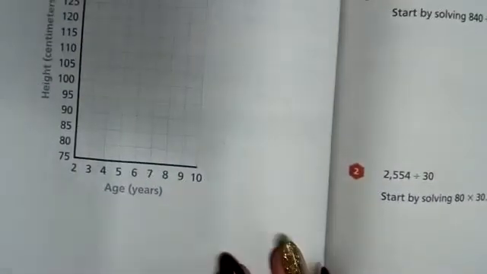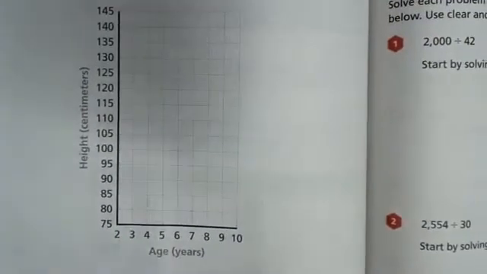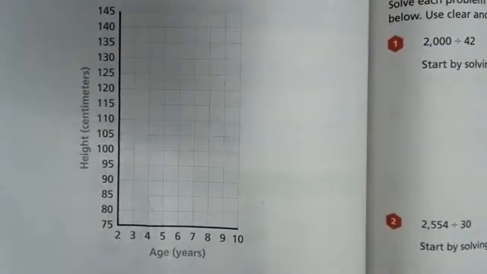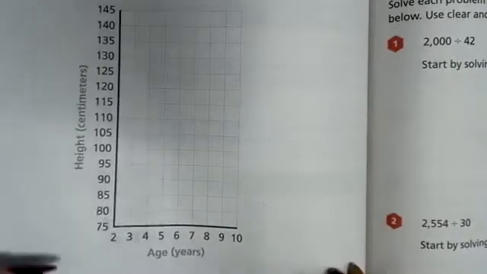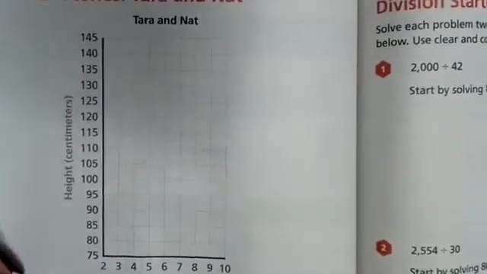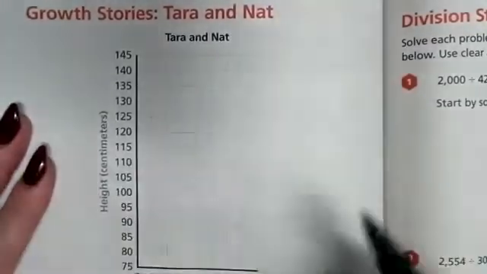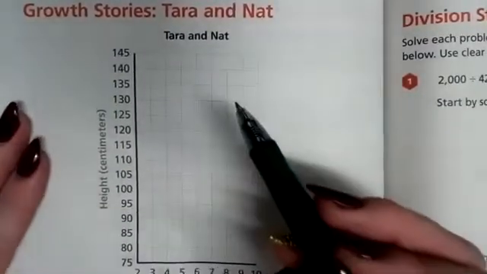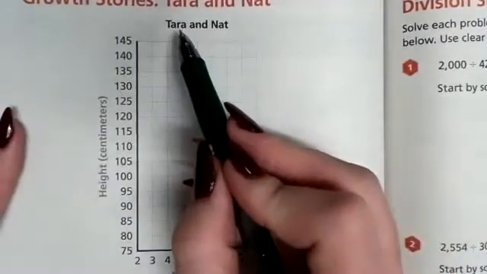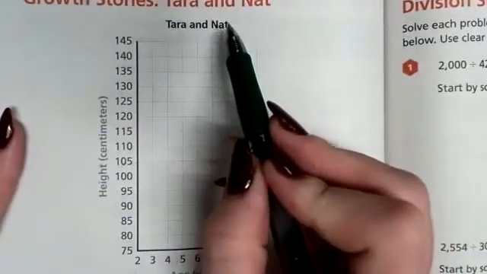So our graph, unfortunately, is on the back side, which is a shame because I'm going to have to flip back and forth. It's going to be kind of frustrating, but it's okay. We're going to make it work. Okay, so here's my thing, friends. I have one graph. And on this one graph, I'm supposed to chart both Tara and Nat, right?